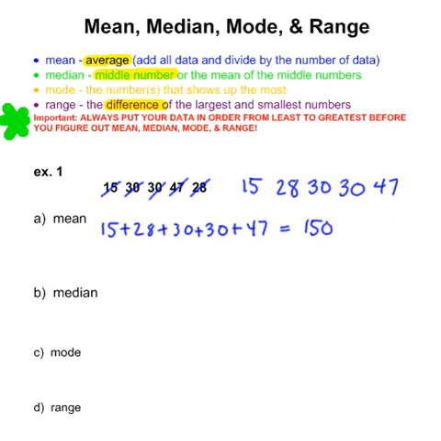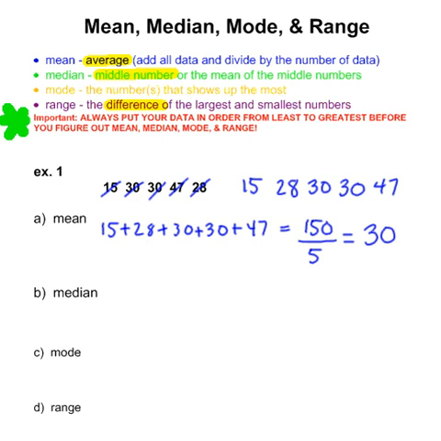The next step we're going to have to do is divide by the number of data numbers that we have. We've got 1, 2, 3, 4, 5. So we're going to be dividing 150 by 5. And 150 divided by 5 is 30. So 30 is the mean of this data set. The average number is 30.